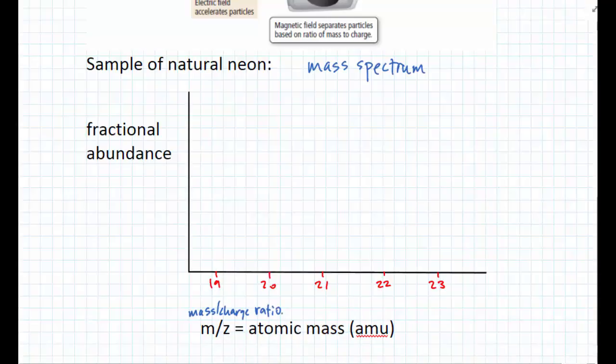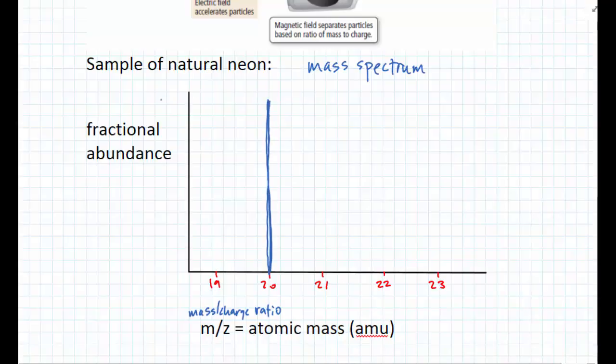And again, like I said, if we carefully tune that ionization so that only one charge happens, then mass to charge ratio equals mass. Okay? So if we have mass down on the x-axis and abundance over on the y-axis, a mass spectrum of neon would look something like this. You'd see a big peak at 20. Okay, so draw a big line like that.